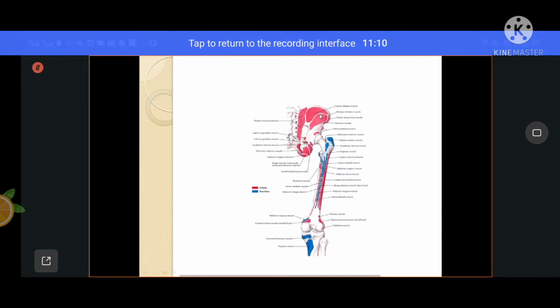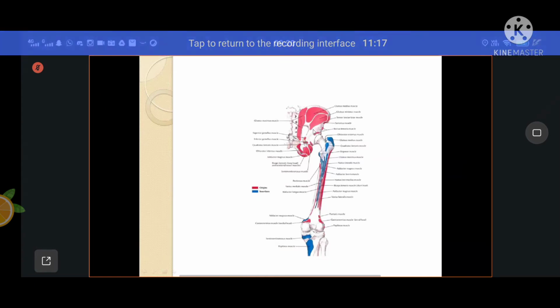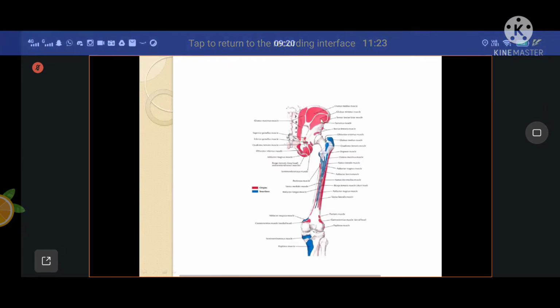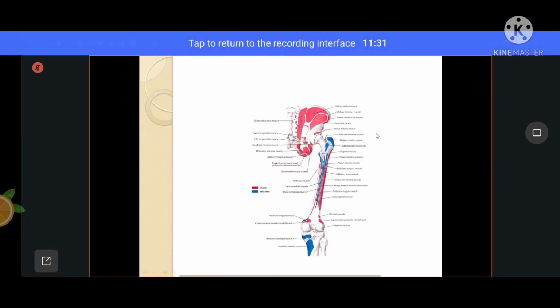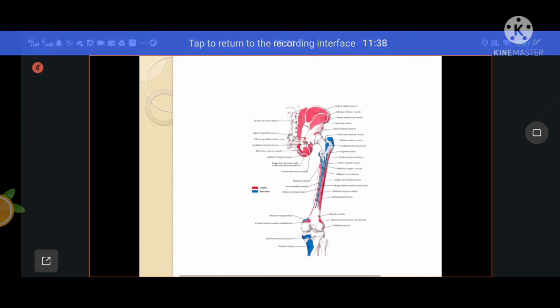Between the anterior gluteal line of the hip bone and the inferior gluteal line of the hip bone is the origin of the gluteus minimus muscle. Right? And where is it inserted? It is inserted into the anterior surface of the greater trochanter.